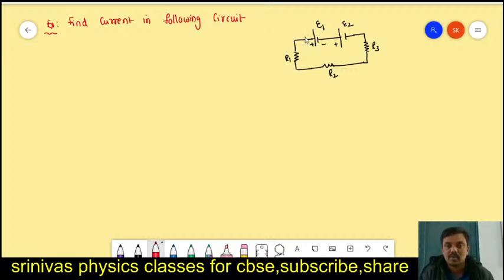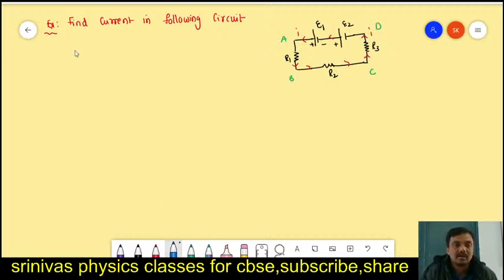Current starts from the positive terminal of this battery, and it will go like this, like this, like this. Then in this I current flows. What is the value of I that we have to find out? For this purpose you have to select a path. This is A, B, C, D. I am taking this. Now you select a loop.